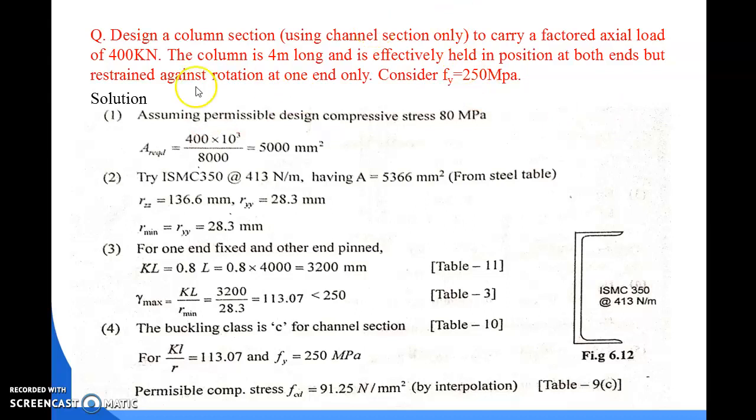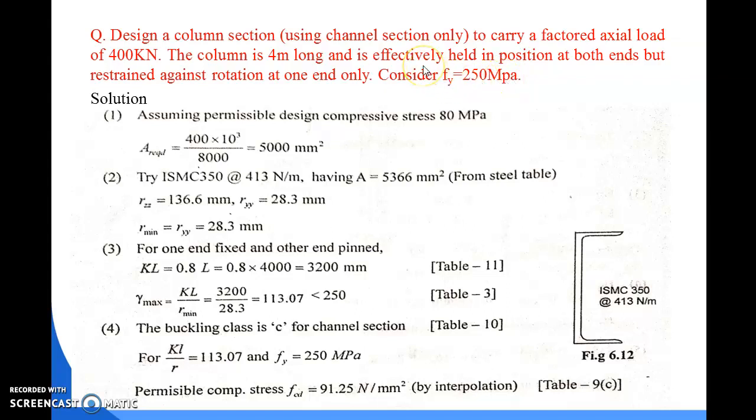So the question is, design a column section using channel section only to carry a factored axial load of 400 kilonewton. The column is 4 meter long and is effectively held in position at both ends, but restrained against rotation at one end only. Consider fy equal to 250 megapascal.